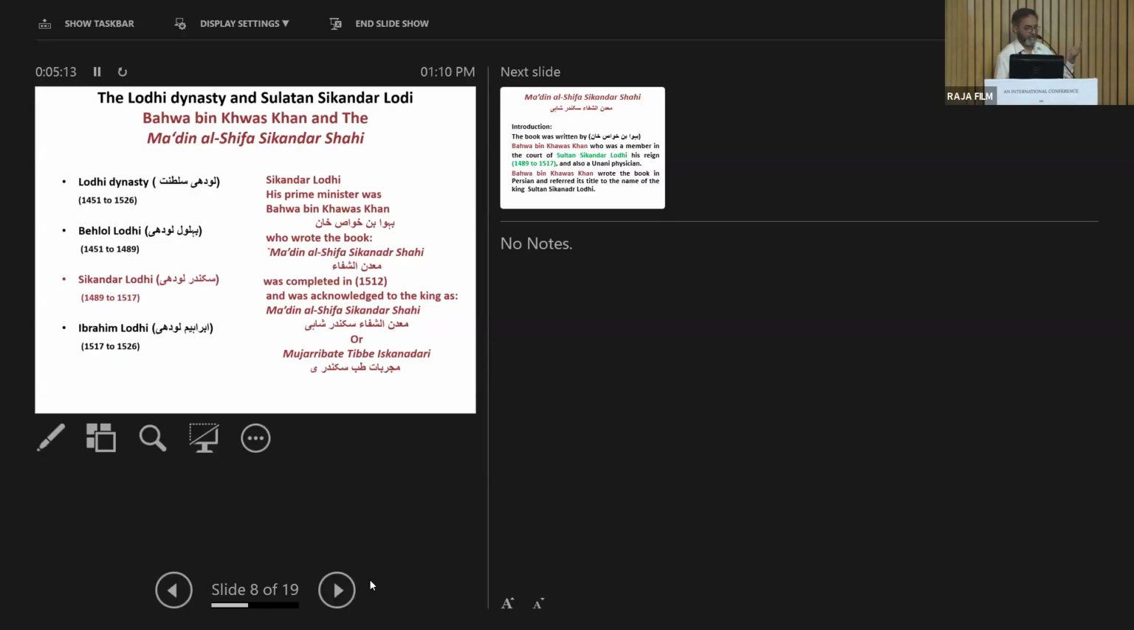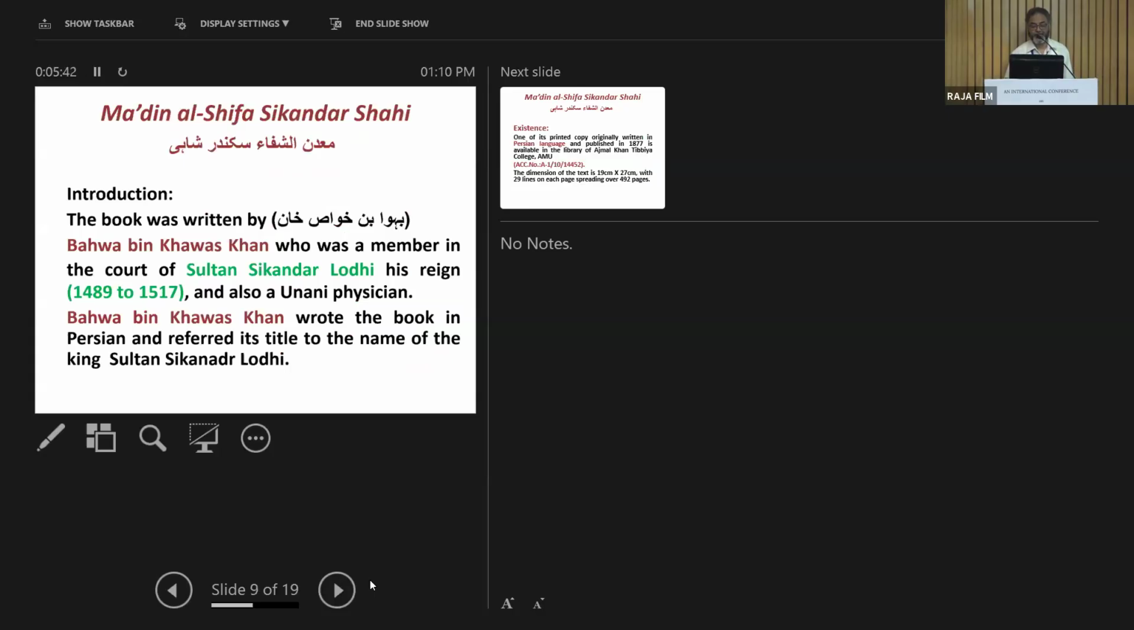The second Sultan, Sikandar Lodi, had an assistant as well as a court physician known as Bahwa bin Khawas, and he said that you have to write such a text in Persian that amalgamates all the system of Unani medicine to serve our population with excellence, with conservation, with the drugs found here, and with the environment of there. This book was also translated three times in Urdu by the name of Mujarrabat-e Tibbe Iskandari. The book was written, as I have already told you, by Bahwa bin Khawas.